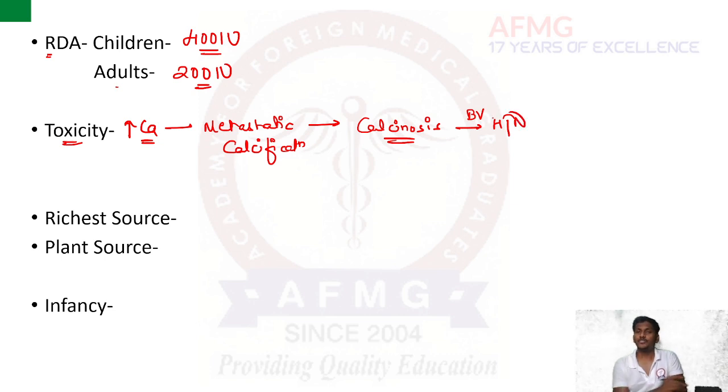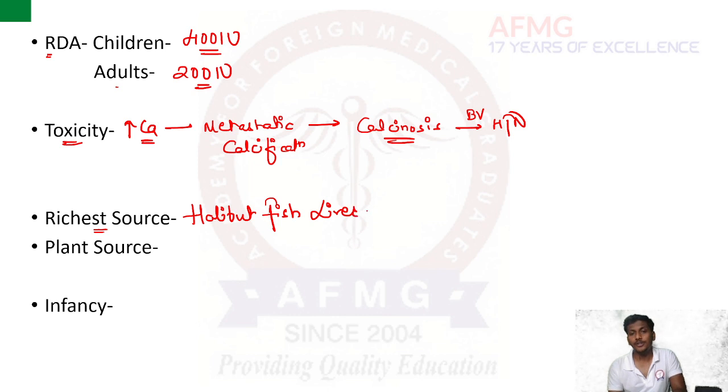and if there is calcinosis of the blood vessel wall, then the patient can suffer from hypertension, right? Now if I talk about the sources of vitamin D, as we know, vitamin D is usually obtained either from fishes or from sunlight due to exposure to UVB rays. So the richest source, if they ask you, the answer would remain the same as vitamin A, that is halibut fish liver oil. So halibut fish liver oil is the richest source for vitamin A as well as vitamin D. Whereas if they ask you which is the plant source of vitamin D, then your answer should be there is no plant source for vitamin D.